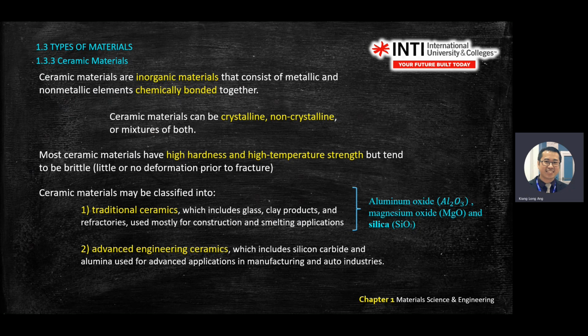Chemical component is important for this module. Examples of traditional ceramic are aluminum oxide, Al2O3, magnesium oxide, MgO, silica, SiO2. Okay, so going back to the periodic table just now, we highlighted a few elements on the periodic table. So basically, it's a combination of the highlighted elements.